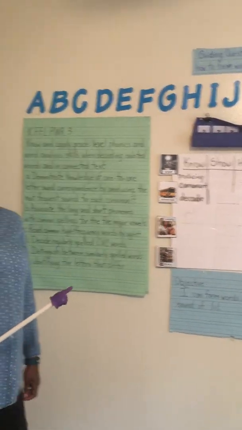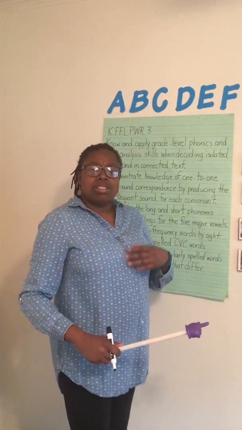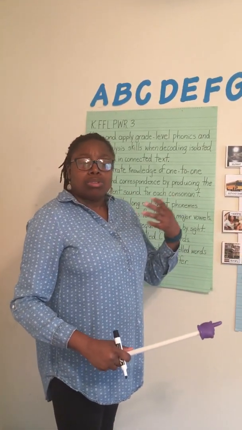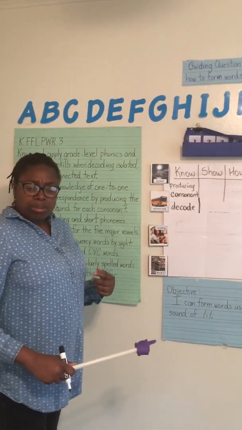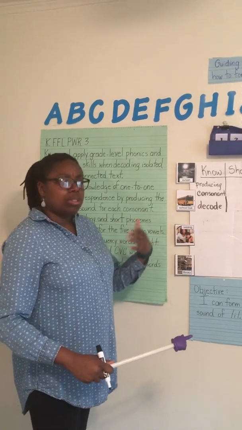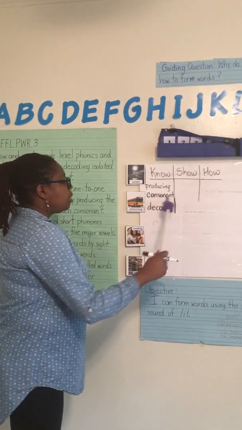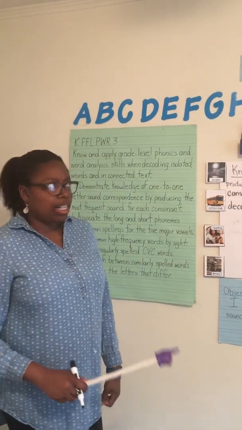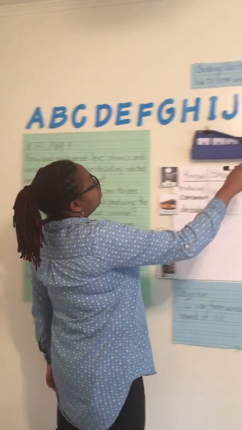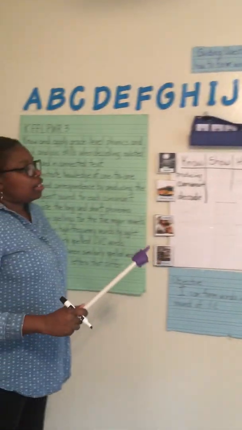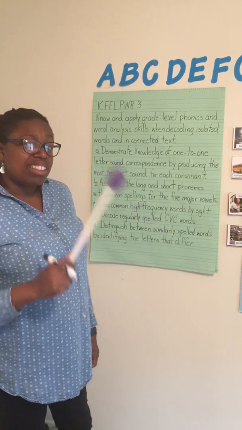So under our know, we have producing. We can just talk about produce. Produce means to make or to say. Can you say that with me? Produce means to make or to say. Consonant. We need to know what a consonant is. If we look at our ABCs up here, consonants are the letters that are not the vowels.